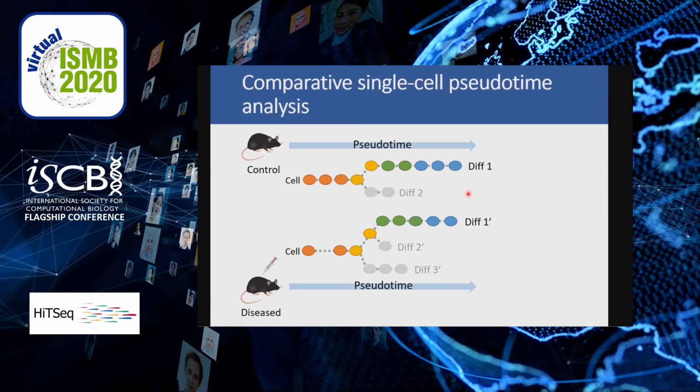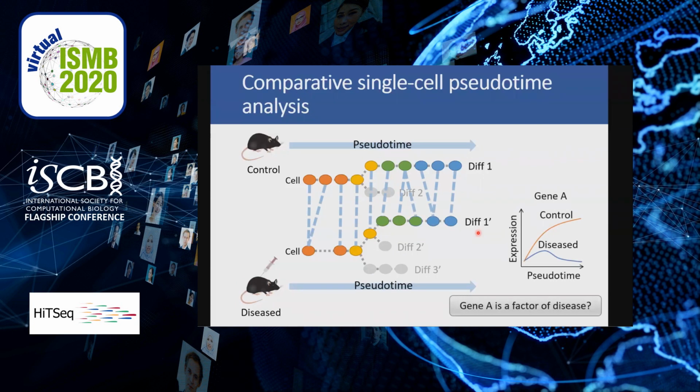Now we try to compare differentiation 1 with differentiation 1' across two mice by aligning cells along the pseudotime. Then we can see, for example, this expression dynamics of a gene A. That implies that gene A would be a factor of disease.